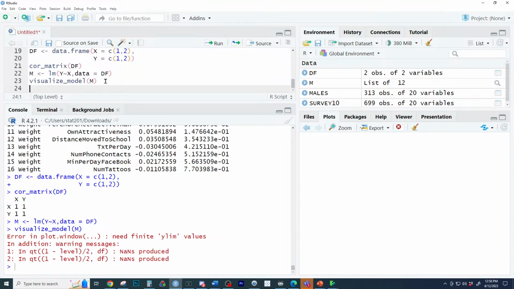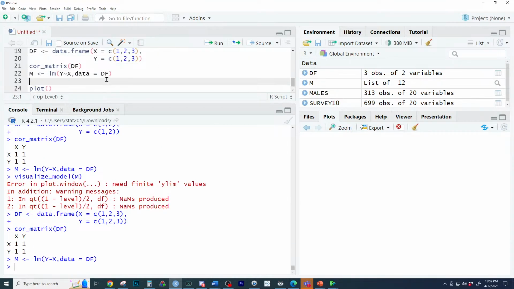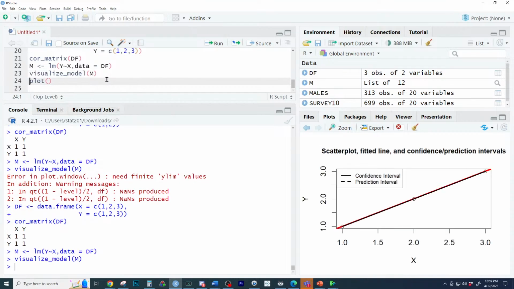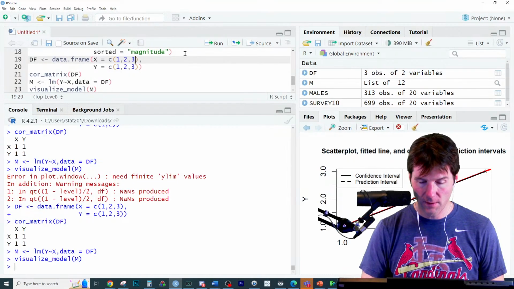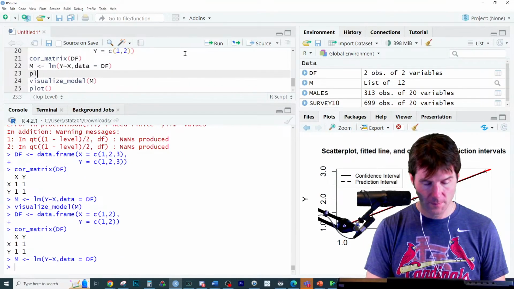Any two points. Infinite y-limbs? It is perfectly linear, exactly. Let me put in another data point right here. It did not like it because there are only two data points. Any two points, there it is right there. I'm going to try to bring it back to two points again. Interesting, that function doesn't work on that.